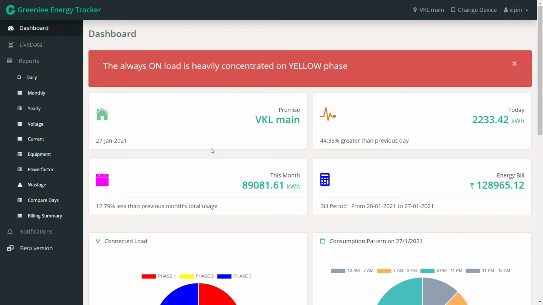Hello everyone. In the next few minutes, we will give you a quick walkthrough and experience of Greenie. Let's start off with the Greenie dashboard home screen.